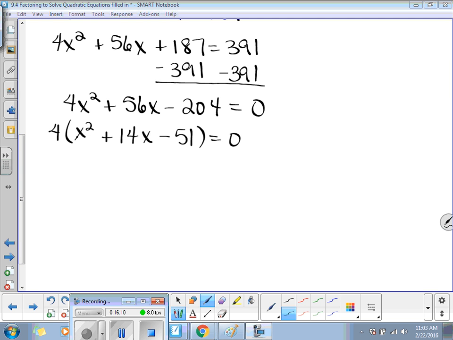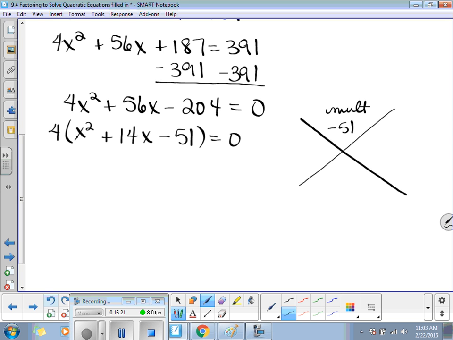I'm going to do our x method over here. When we multiply, we want to get a negative 51, and when we add, we want to get a positive 14. Okay? So the factors of 51 are 1 times 51 and 3 times 17. Anything else? No. So which one of those do you think we're going to use? The 3 times 17, right?